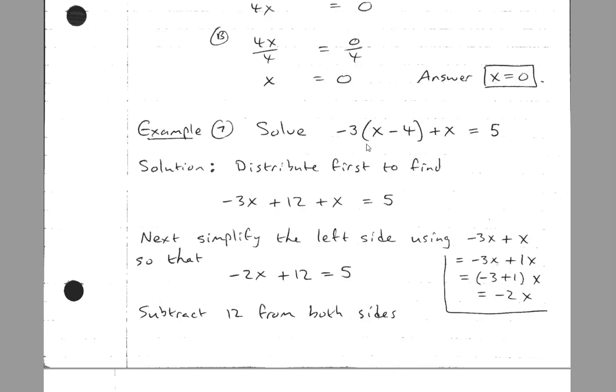All right, so lots of algebra happening on the left. Okay, so we're getting negative 3 times the x plus negative 3 times negative 4. So that's plus 12. And don't forget, there's still another x on the left, equal to 5.